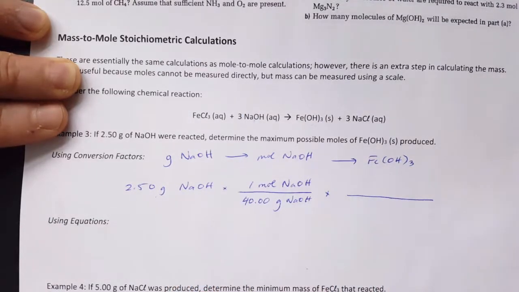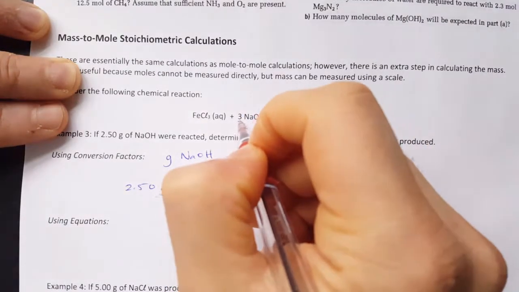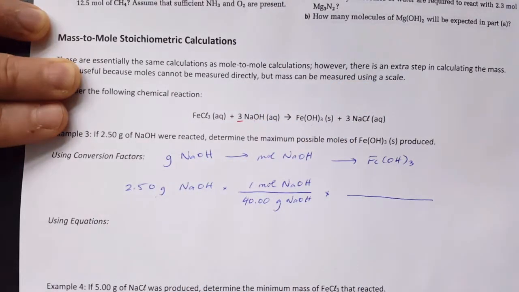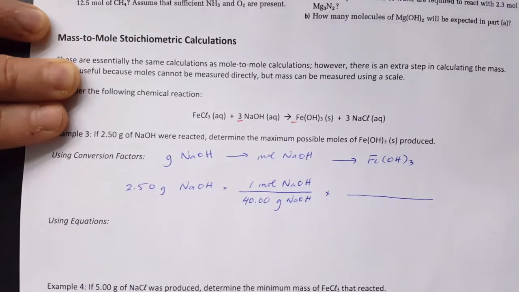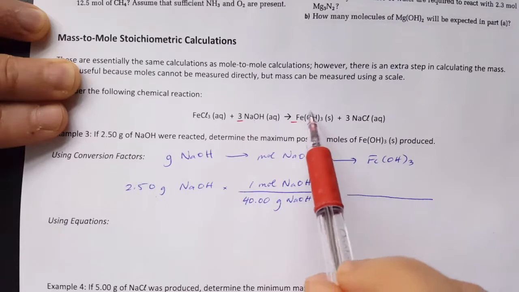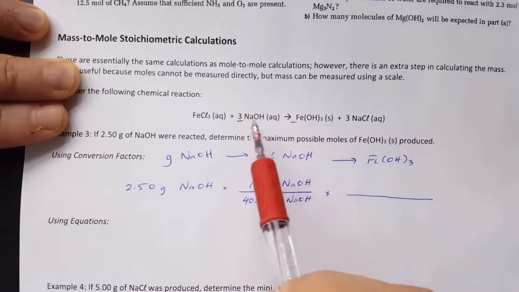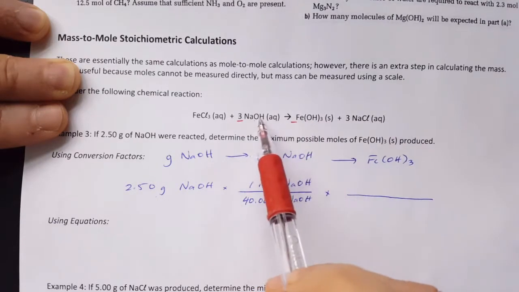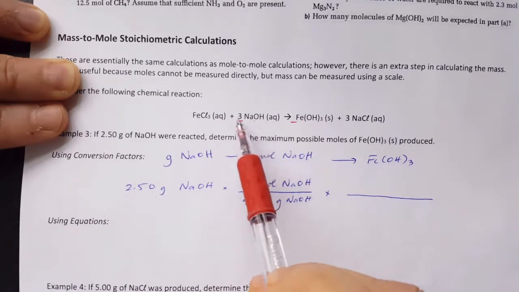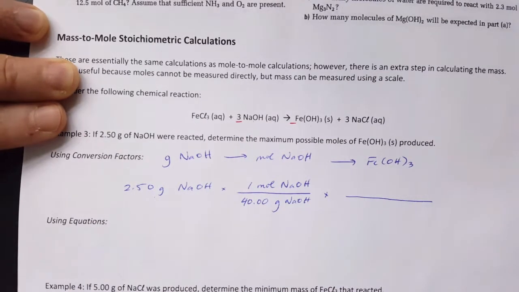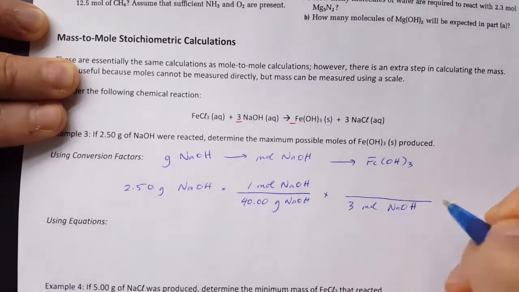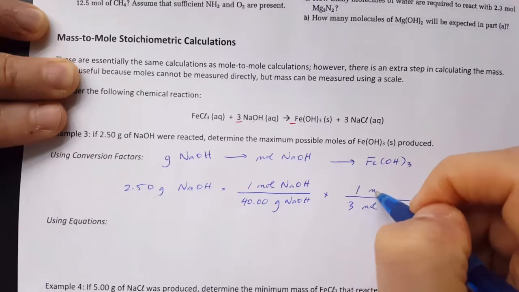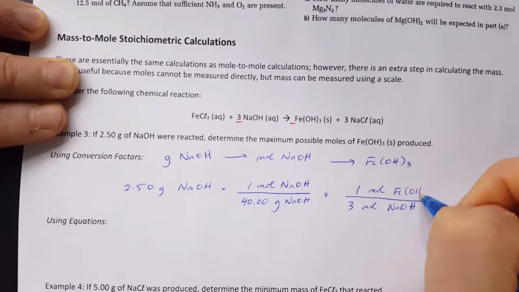So then I have to go up to my chemical equation. Well, 3 moles of sodium hydroxide are required to make 1 mole of iron 3 hydroxide. And you might ask, well, why is that the case? Well, take a look. This formula contains 3 hydroxides. So those 3 hydroxides have to come from the sodium hydroxide, so I'll need 3 sodium hydroxides. So 3 moles of sodium hydroxide for every 1 mole of iron 3 hydroxide.